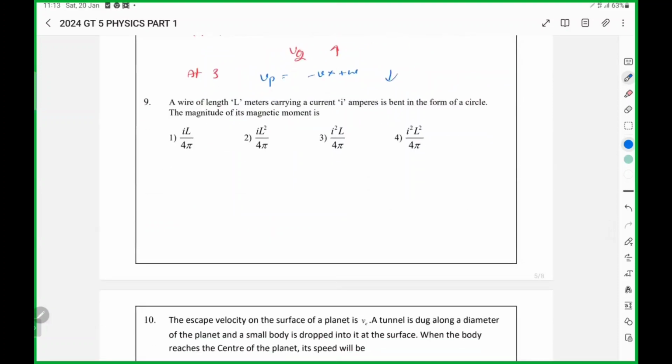A wire of length L meters carrying a current is in the form of a circle. So 2 pi r is L, and the magnetic moment is I into A. Area is pi r square. From here r is L by 2 pi, so the magnetic moment is L square I by 4 pi.